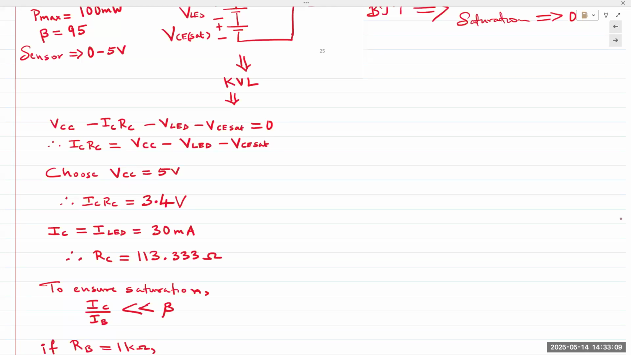Now, IC, the collector current, should be equal to ILED, the current that is required to turn the LED on. It's about 30 milliamps. So from there, we can calculate RC, right? The RC drop is RC times IC.